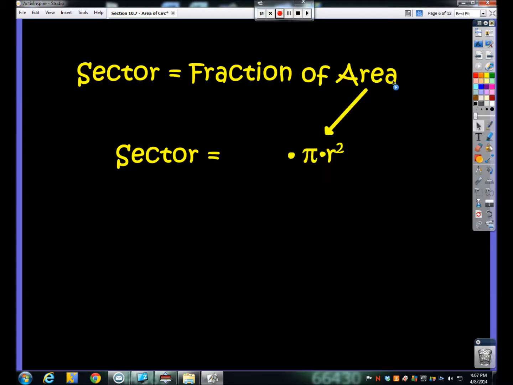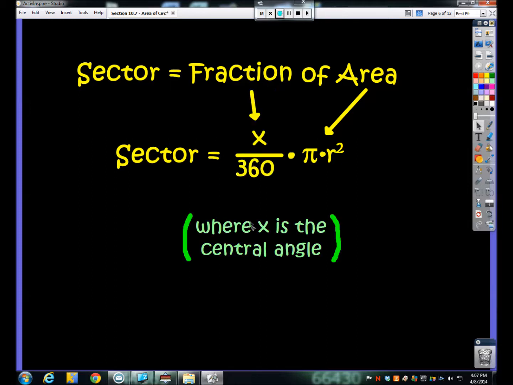So sector is the fraction of the area. Well, what's the area of a full circle? Pi r squared. What are we going to do for our fraction? We have to use the central angle again. How many degrees out of 360 do we want of the total area? So again, x is our central angle, or the measure of the arc that we're really referring to. But really, we have another formula here, but it's nothing really radically new, right? I mean, we're just taking pi r squared, and we're just throwing a fraction part in front of it to get our partial area.